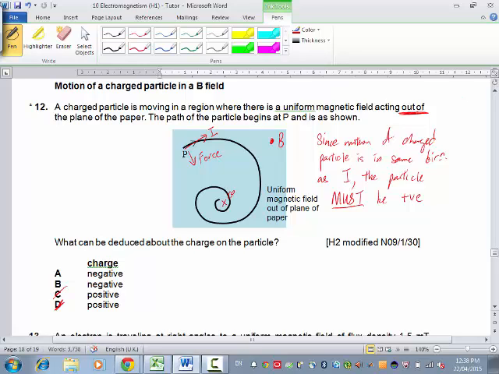That's the center of the circle. For those who missed this lesson, you can always catch it online. If it is a circular motion, the force is always towards the center. Remember that.